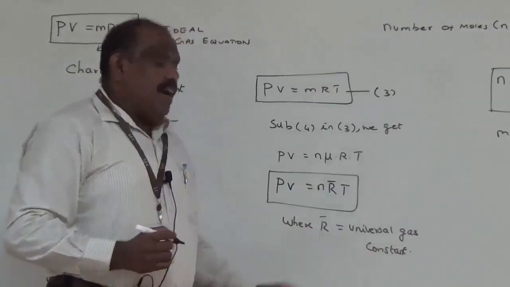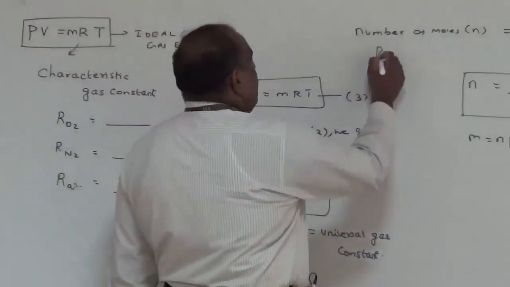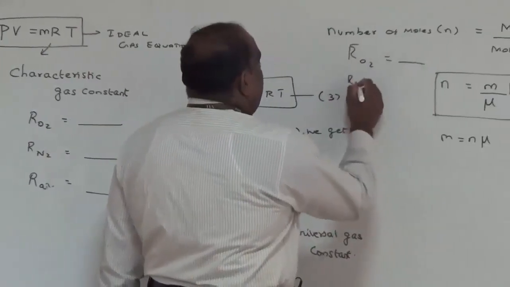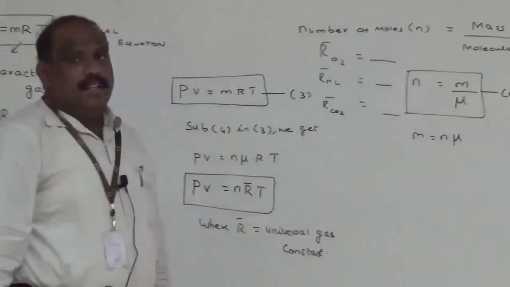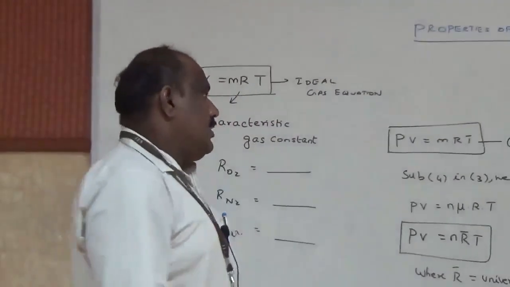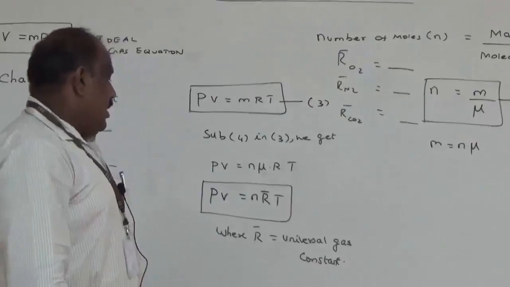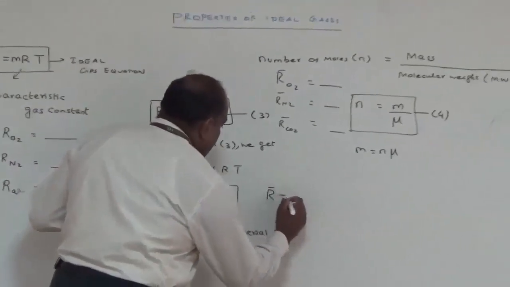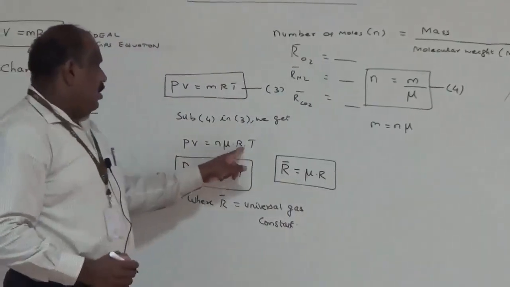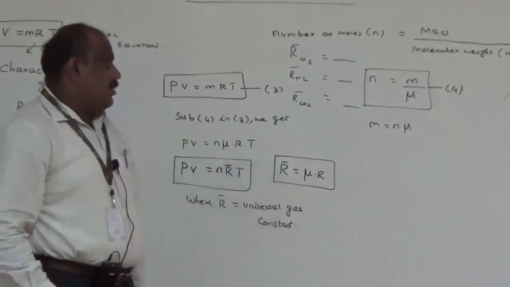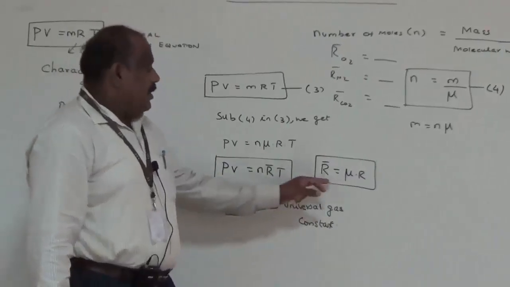Which means this value will not vary for each and every gas. It will be the same for all gases. If I take R bar of oxygen, it will be the same; R bar of nitrogen, it will be the same; R bar of carbon dioxide, it will be the same. So the universal gas constant is called universal because this value does not change for each and every gas. And R bar is given by mu into R. So here I replaced mu R with R bar. This R bar is the universal gas constant, R is the gas constant, and mu is the molecular weight. So R bar will be given as mu into R.